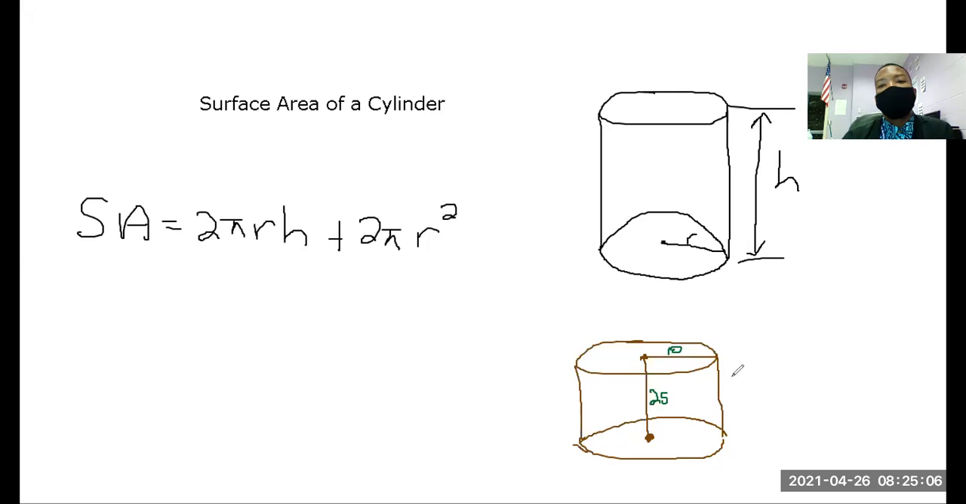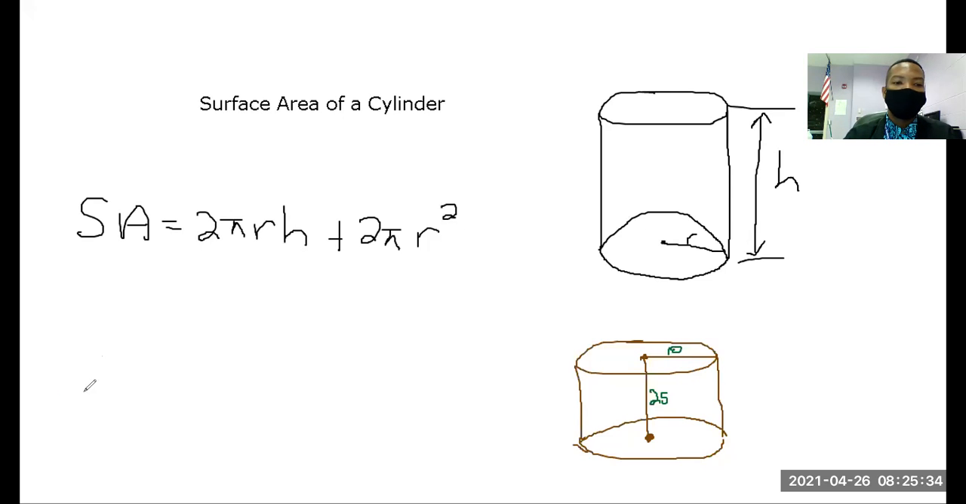All right, so let's do this example. We have a cylinder right here. The radius is 10. And what would the height be for this cylinder down here? What's the height? How tall is it? That's what height means. 25. This line that goes from top to bottom, that's literally telling you that's how high it is. So the height is 25.